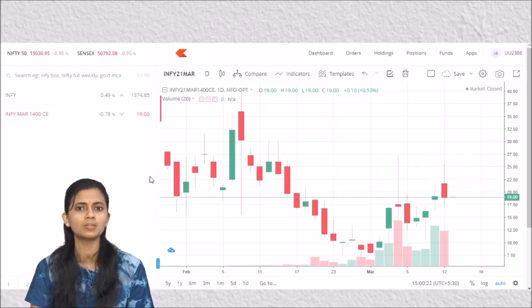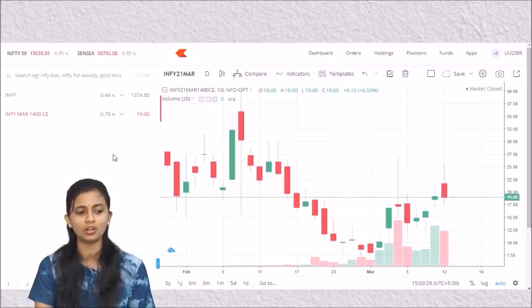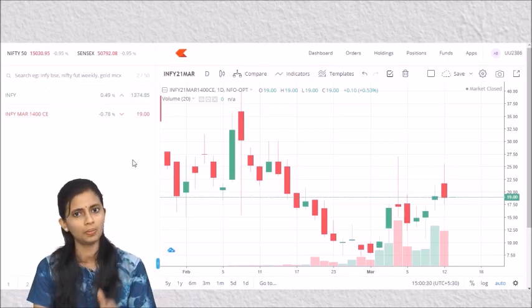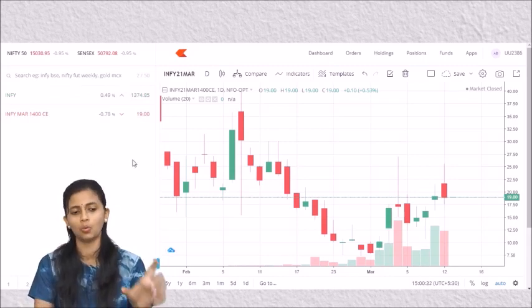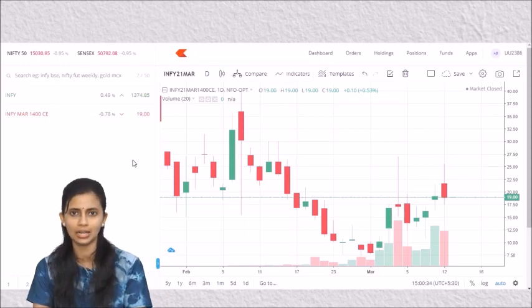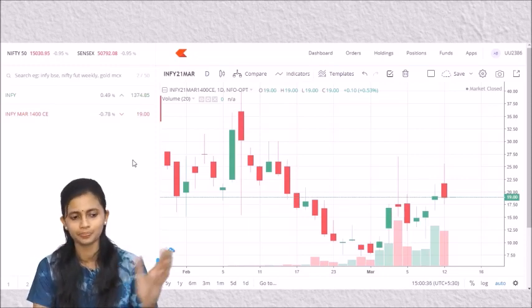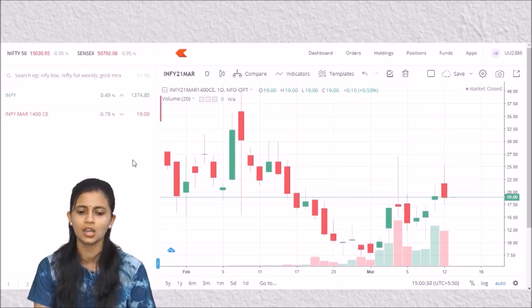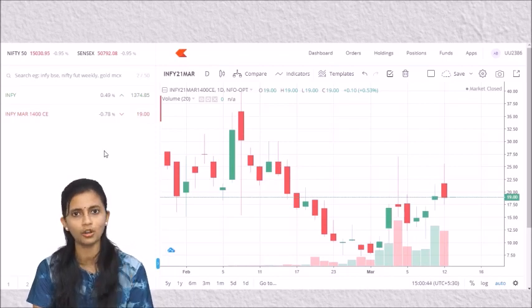As I told, the premium is made of two components, intrinsic value and time value. Now if the stock doesn't quickly cross this 1400, due to time decay your premium will start decreasing. Now what is time decay? It is based upon the Greeks, another important concept. I'll explain it going forward, but for now just understand, when you buy the call, if you are bullish in your approach, you will go for buying the call.